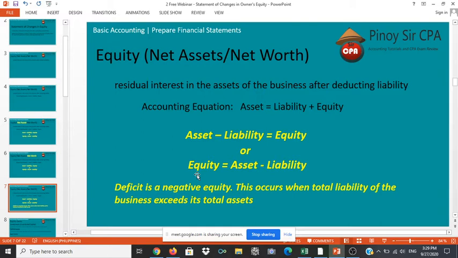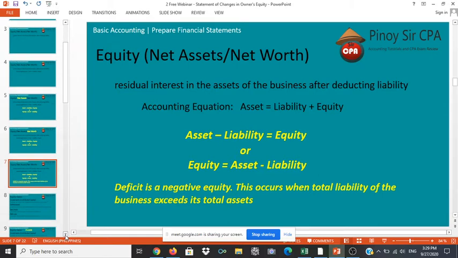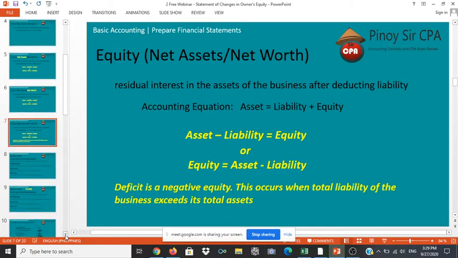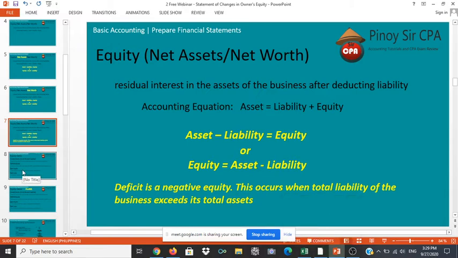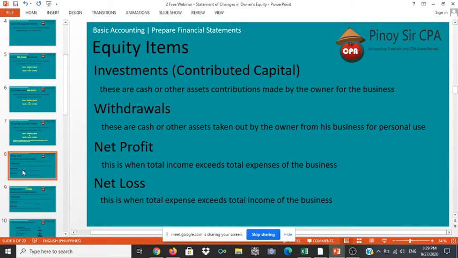And so now, we move to those items naman that affect the equity. Doon naman tayo sa mga item na nakakaapekto sa equity. By the way, any question? Questions? Okay. Wala po, sir. Clear pa naman? Clear pa naman. Okay.